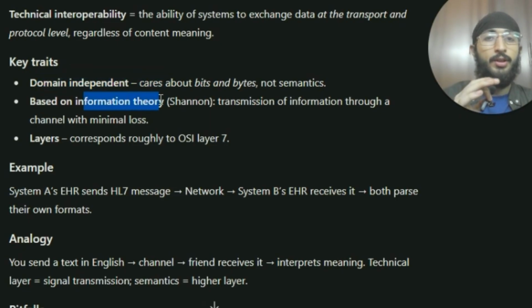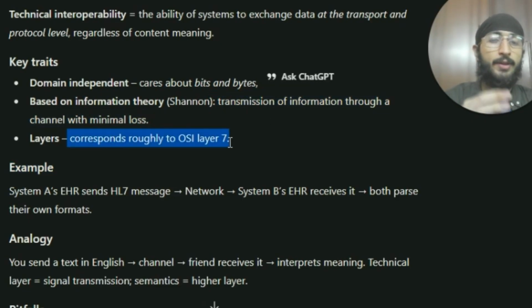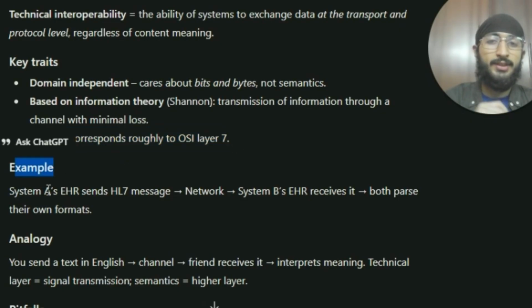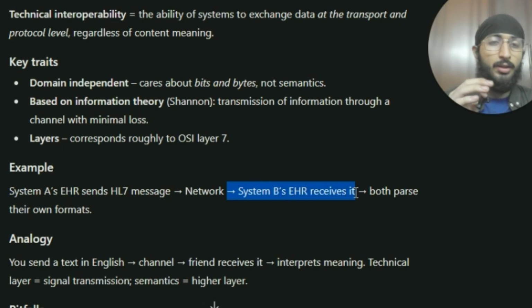It is based on information theory given by Shannon. Transmission of information through a channel with minimal loss, and layers correspond roughly to OSI layer 7. Example: system A is an EHR, electronic health record, which sends an HL7 message to the network, and then it sends to system B, which is also an EHR. So system A sends the message and system B is the receiver. Both pass their own formats.